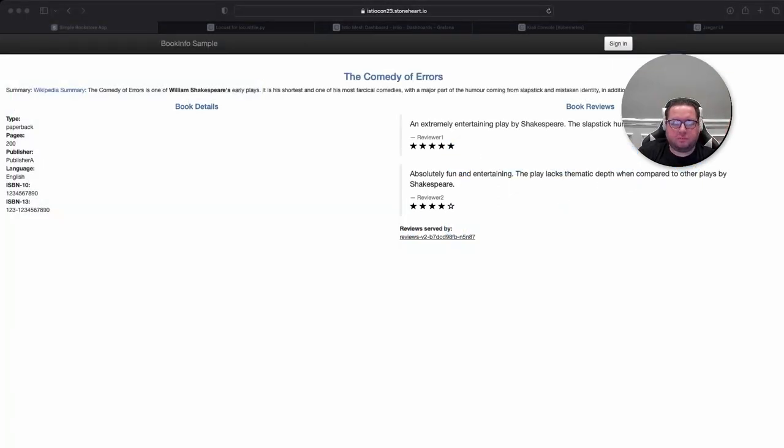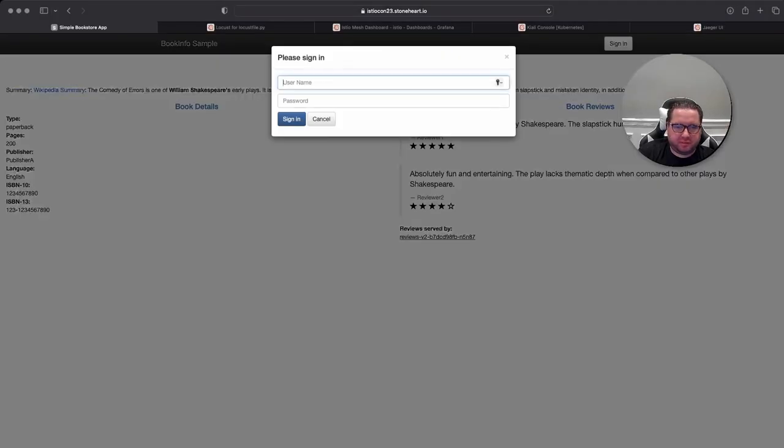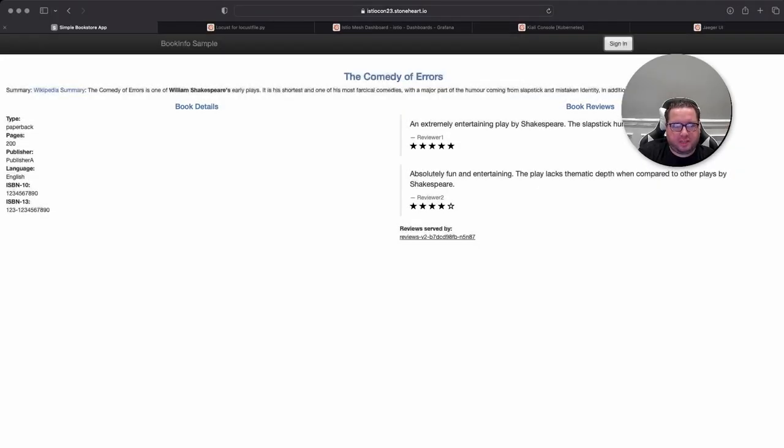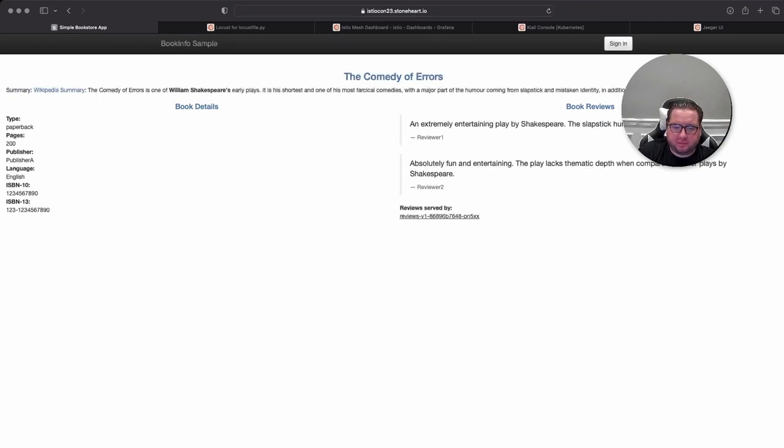So here's our Bookinfo application running at an externally facing website. And this is what we typically expect to see. There's a login. You can put some stuff in here, which is fine. As you refresh this page, you should see reviews served by different deployments. So you saw reviews V2, then V3, then V1. This is typically how the Bookinfo application works.